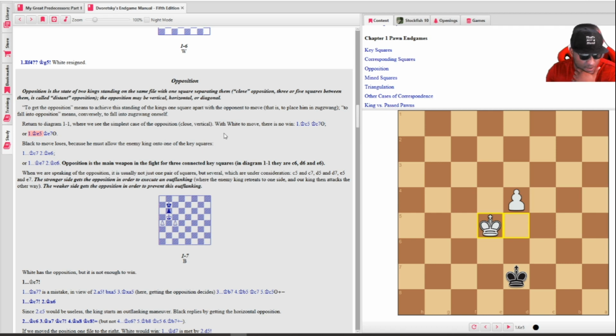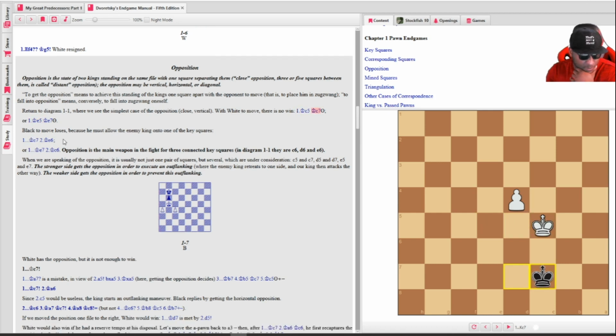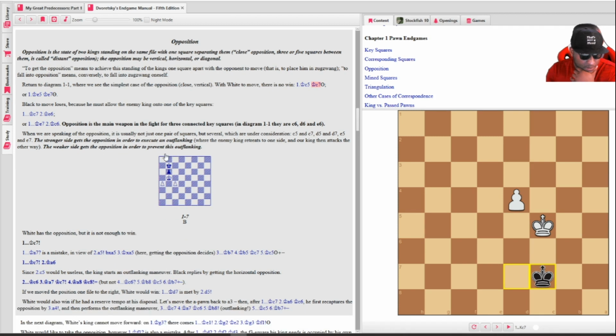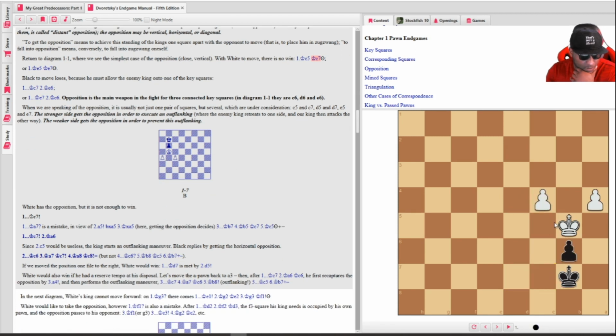Simplest case of opposition, close to vertical, king c5. Yes, this is pretty easy, pretty simple stuff. So he's talking about opposition. This one, though, I'll flip the board, look at it from white's point of view. It's black to move, though, so we'll look at it from here.